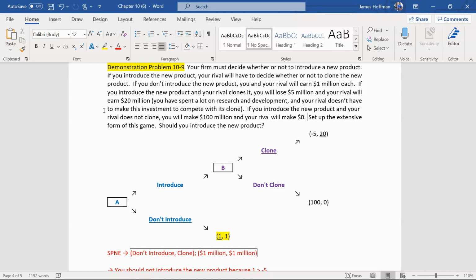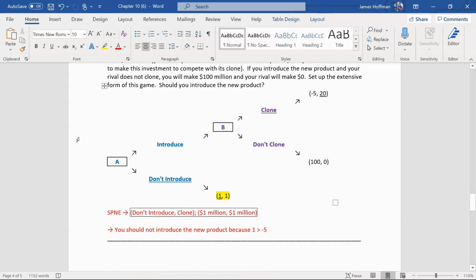So first, set up the extensive form of the game, which is just draw the game tree, and then determine if you should introduce a new product. Basically what we're going to do is draw the game tree and define the equilibrium. Okay, so here's the tree based on the word problem. Player A goes first. Player A has two options, introduce or don't introduce. If player A doesn't introduce, then player B has no choice. The game just ends, and here's the outcome.